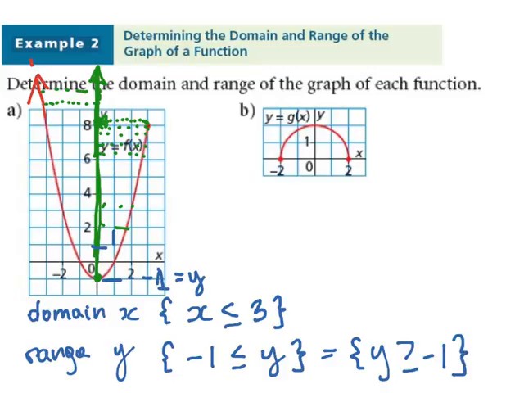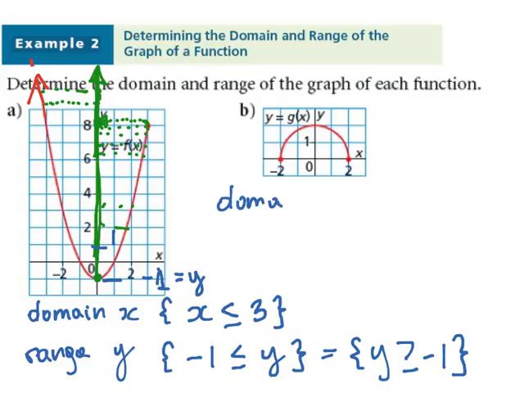So in doing domain and range, it's very important that you draw or visualize a number line. Then the domain will be a horizontal number line, and the range will be the vertical number line. Now take a look at question B and find a domain.